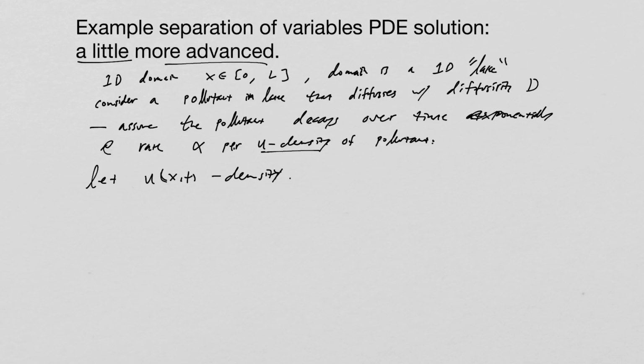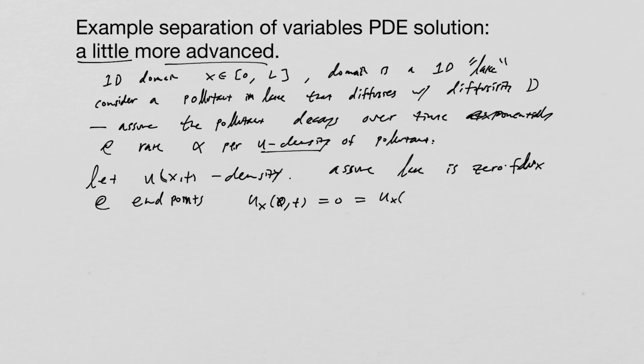And we're going to assume the lake is zero flux at the endpoints. Okay, so our one-dimensional lake is zero flux, and that means U sub x at 0 comma t is equal to 0, which is equal to U sub x at L comma t.